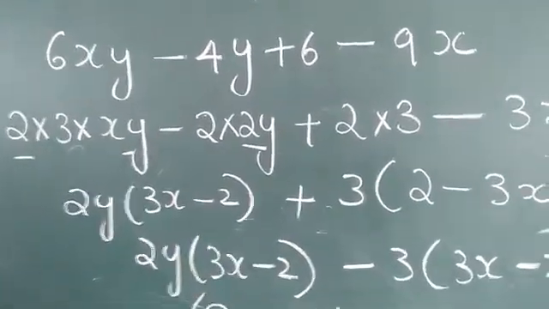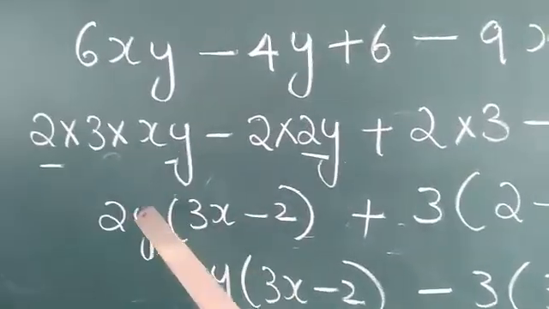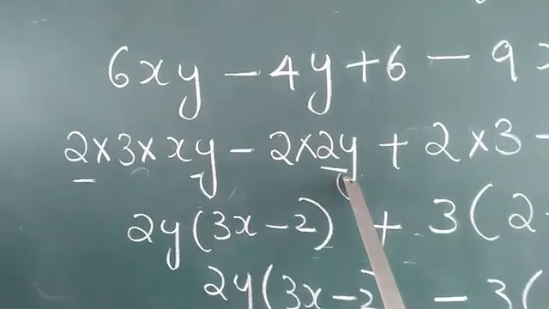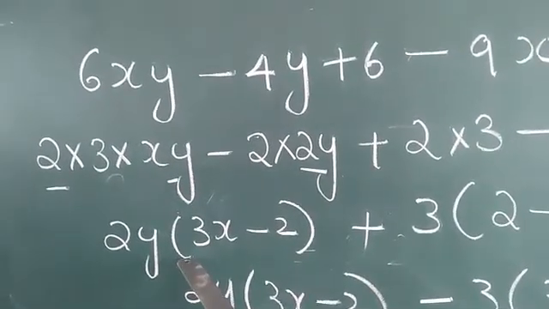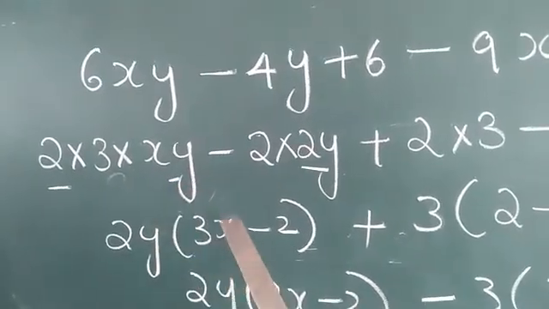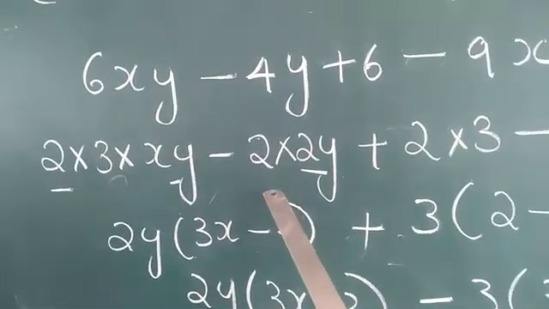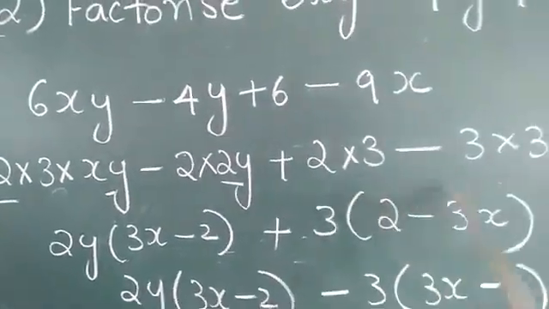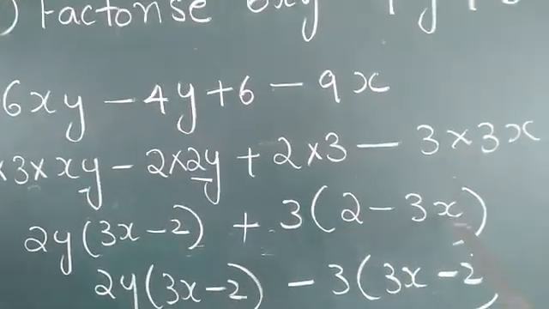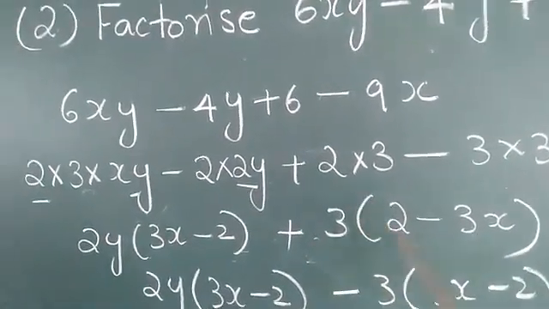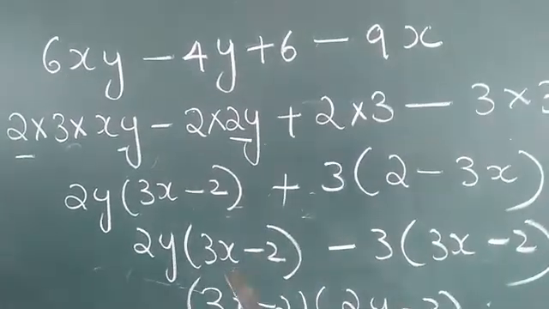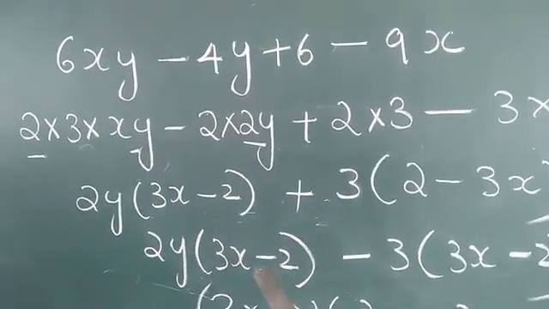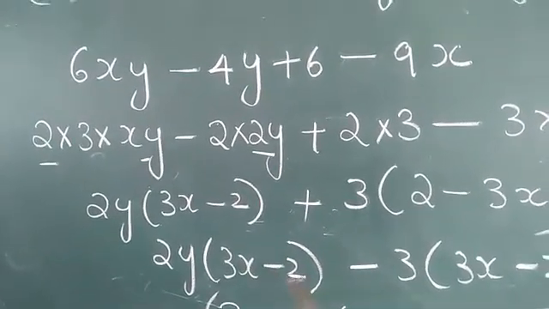What is the common factor here? 2y. In both of the terms there is 2 and y. So we can write 2y as the common factor. Here remaining 3x minus 2. Then 3 is the common factor here: 2 into 3 minus 3 into 3x is 3 into 2 minus 3x. So we can write 2y into 3x minus 2. Here the factor is 3x minus 2.